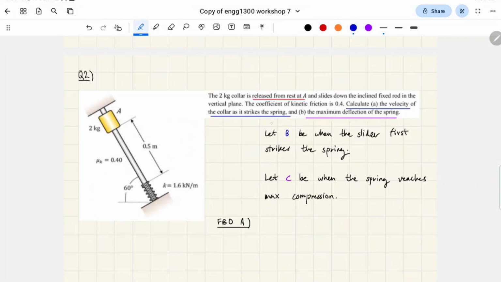Okay. So here we have to realize that part A and part B of the question are asking for 2 different states, actually. So here's what I mean. So as the collar strikes the spring means here, so before the spring is compressed at all. So this would be point B, right? And the maximum deflection of the spring is basically when the spring's fully compressed like that. So that would look different as well. So let's see. That's when the spring's all fully compressed like that.